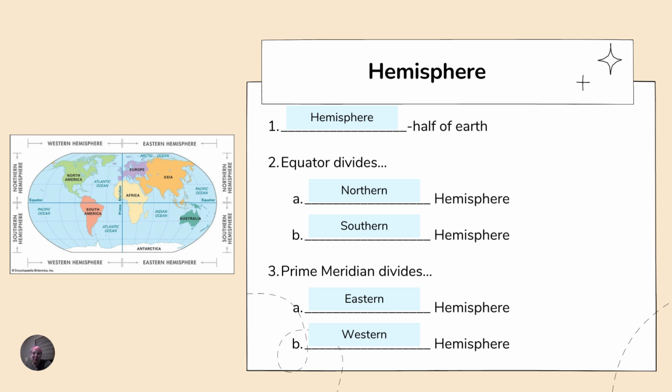And then it's important to know about the equator and the prime meridian because from those we learn about hemispheres. So a hemisphere is half of Earth. And it's important to know about hemispheres because we can learn a lot about things like weather patterns from looking at hemispheres. The equator divides the northern hemisphere from the southern hemisphere. And the prime meridian divides the eastern hemisphere from the western hemisphere.